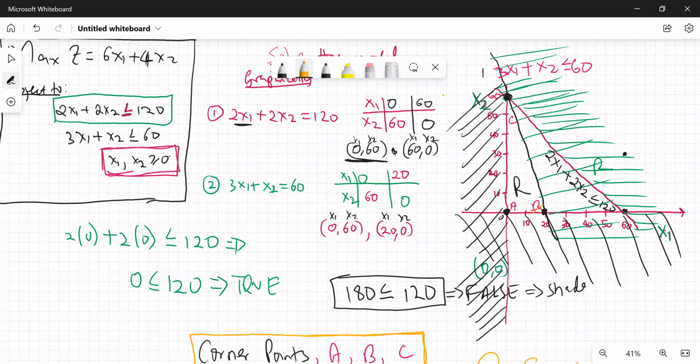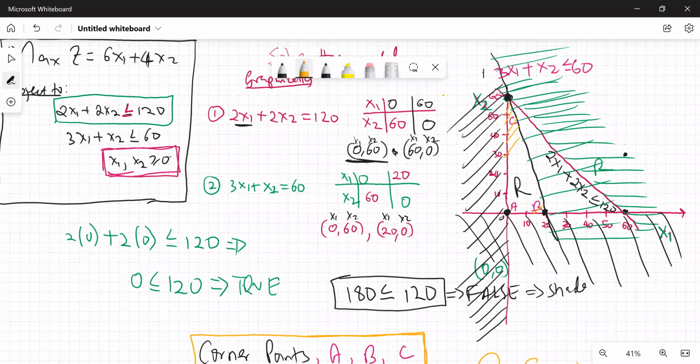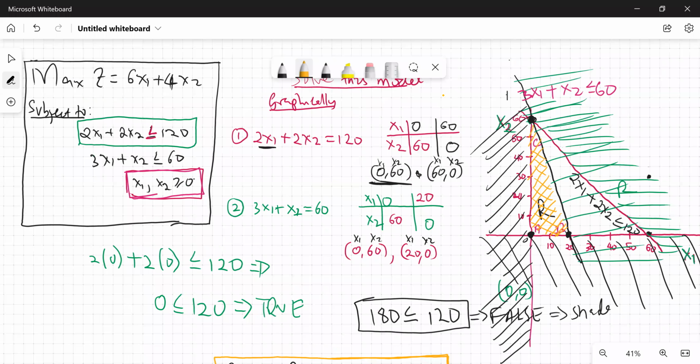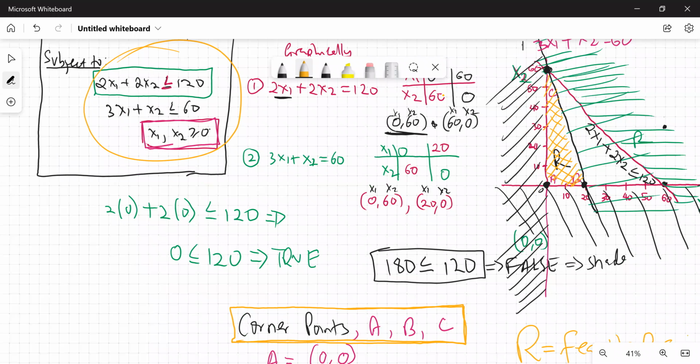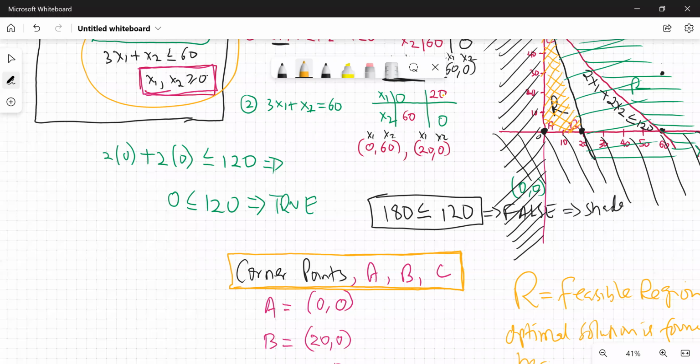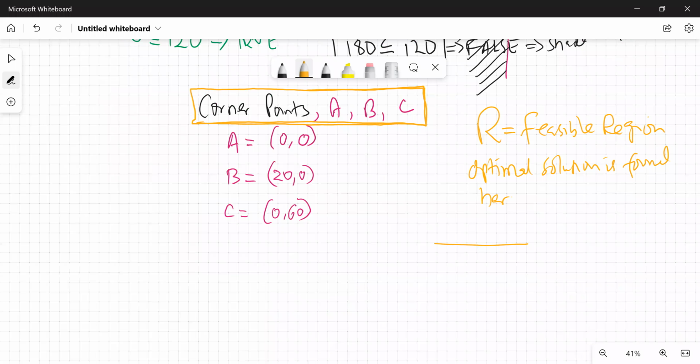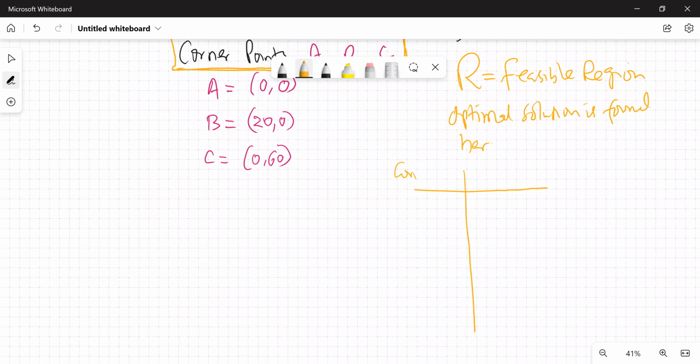The entire region contains all the acceptable solutions to the inequalities that we have. So all these are satisfied within that region. But we are looking for when the profits are maximized. So you can come up with a small table here, with your corner points: A, which is 0, 0; B, which is 20, 0; and C, which is 0, 60.